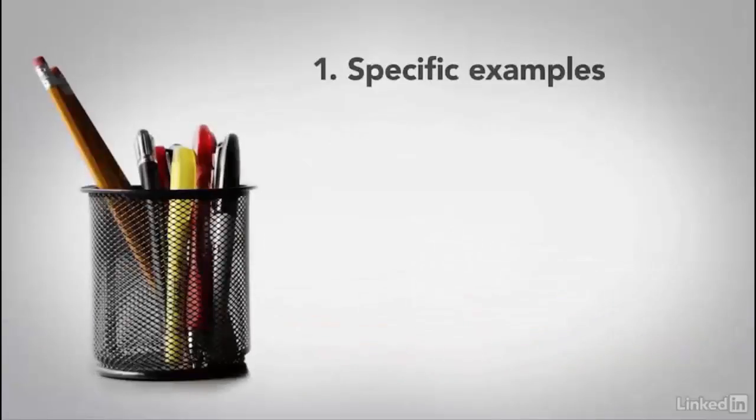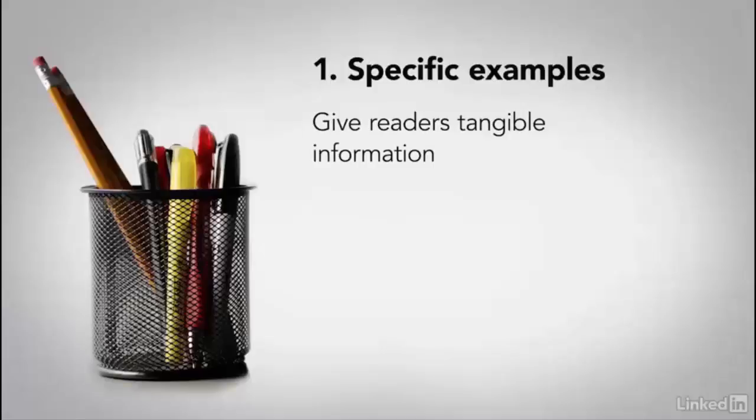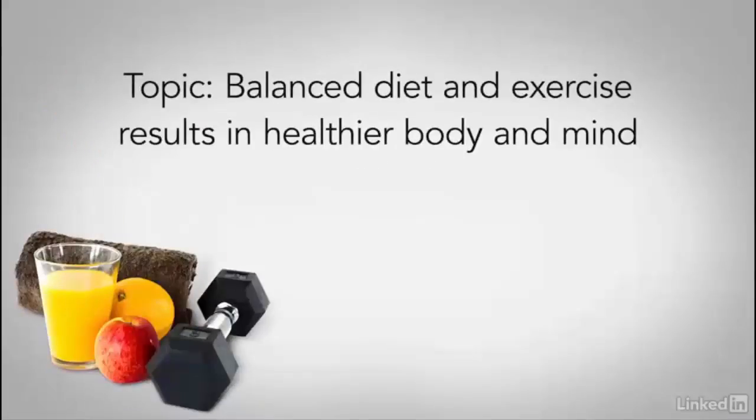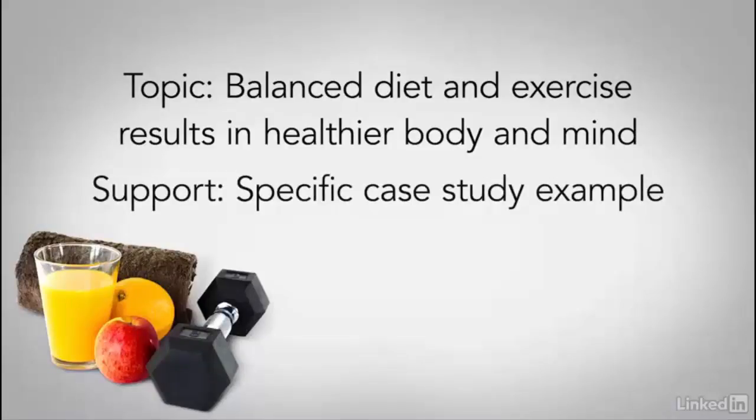First, support may be specific examples. Examples give tangible information that readers can imagine. For example, if you're showing the advantages of homeschooling, giving an example of a successful business person who is homeschooled would help emphasize your point. If you're showing that a balanced diet and exercise can result in a healthier body and mind, you could provide an example of someone who lost 50 pounds and was able to stop taking blood pressure medications after changing his eating pattern and starting an exercise routine.